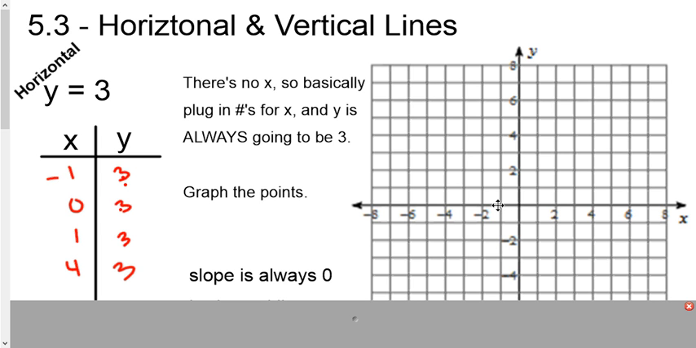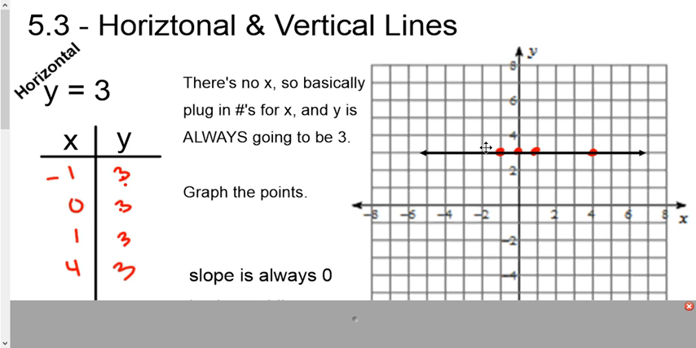Here's negative 1 on the x value, on the x-axis, positive 3 on the y value, on the y-axis, excuse me. And here's 0, 3. Here's 1, 3. And here's 4, 3. And that's fantastic, that lets you graph it.